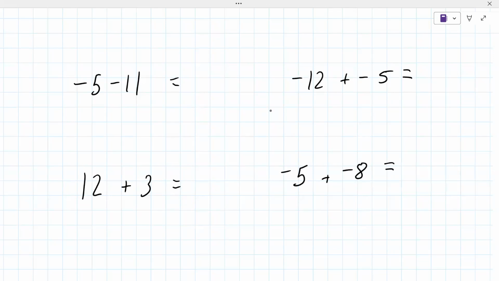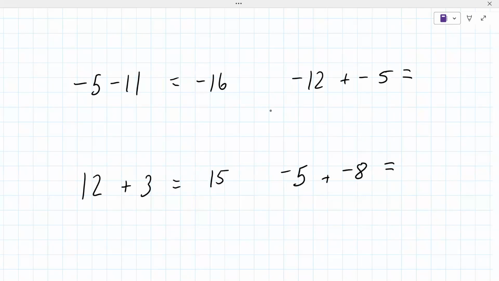All right, go ahead and try these for me, please. Okay, let me write these down. So 12 plus 3 equals 15. Okay, so -5 plus -11 equals -16. Good. So positive 12 plus positive 13 equals 25.